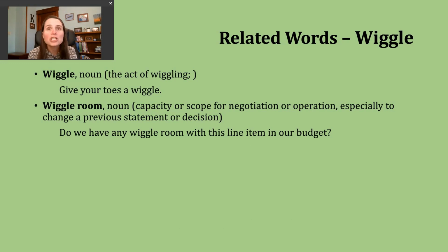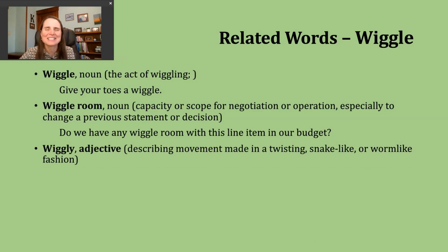Right? So budget is a financial plan, right? We plan to spend this amount of money in this category or with this kind of expense and so forth. Here someone's kind of asking, could we maybe change this? Many times it's people asking for more, right? They're not asking to decrease, but it may happen. So that's what's meant by that capacity or scope to make a change.